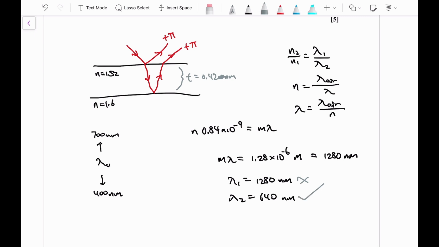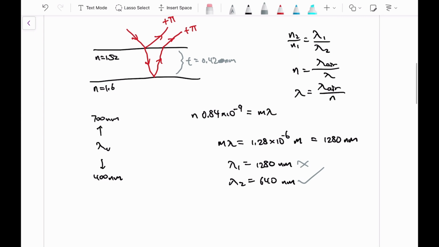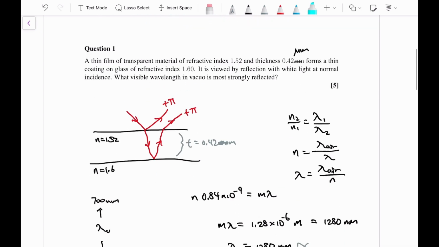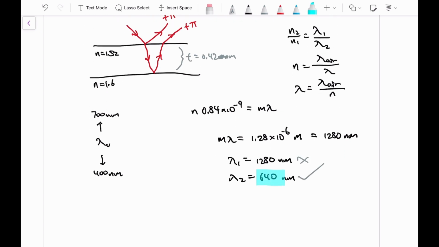Now, we can actually go further, and it will work out to be something like 400 something nanometers. However, the lower the order of image, the greater the intensity, same as white light in the diffraction grating. So we don't have to do any further calculations. The question wants a visible wavelength, and this will be the answer to the question.